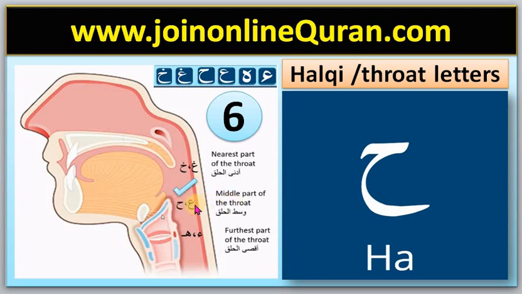You have to read this letter with a very clear sound. It's a little difficult letter to pronounce, but when you practice again and again, you can read this letter with a correct, clear sound like Ha, like that, with an open mouth. Some people read this letter like Hey, like that. This sound is also wrong. So you have to practice this letter with an open mouth, with a clear sound like Ha, like that.